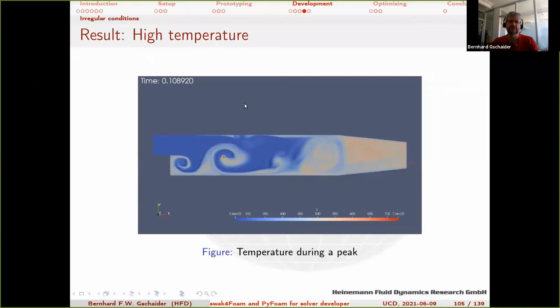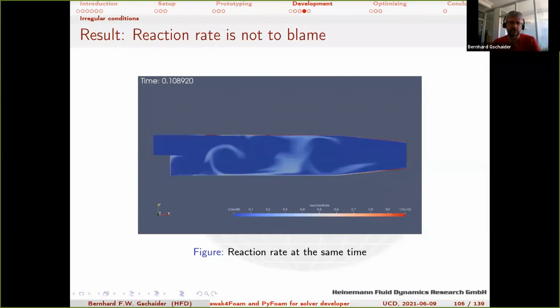So Ignaz opens ParaView and, for instance, looks at the high temperatures. The surprising thing is that the temperature spikes are not near the boundary where the high flow times are, where he at first would have expected them. It occurs here in the center of the vortex, and then he asks, is it possible that this is due to high reaction rates? But when you look at it, the reaction rate in the center of the vortex is almost 0, so it's not really the reaction rate driving it.